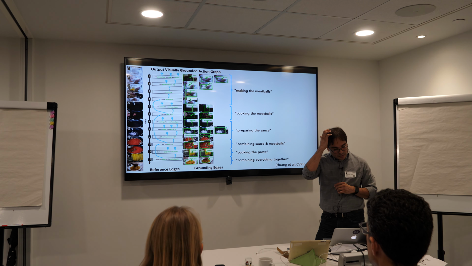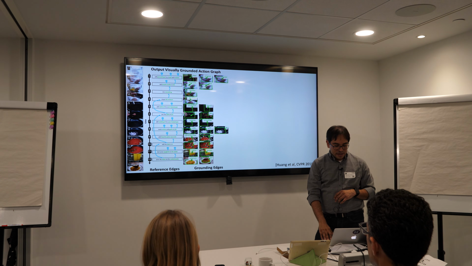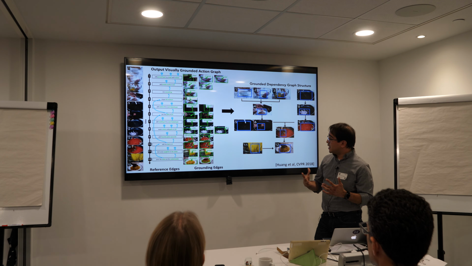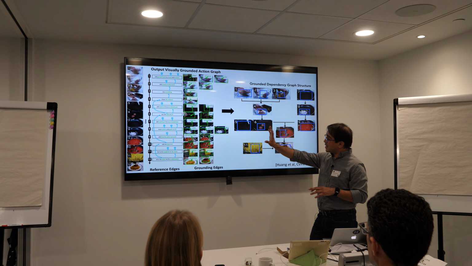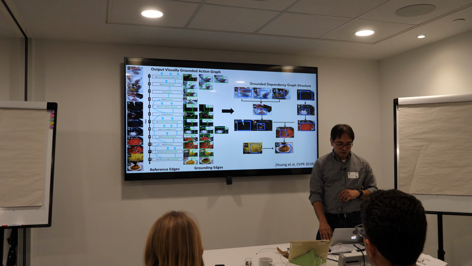So I think this is really exciting because this graph is potentially a path towards a grounded dependency graph, a structure that can really give us causal dependencies. I don't think it's there yet, but it's moving along that path of understanding task structure.